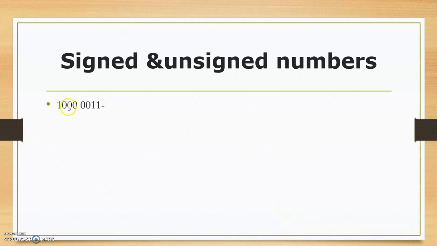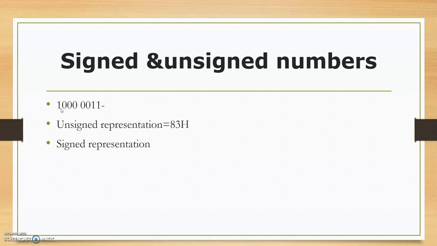So let's see an example, that is 10000011. If it is unsigned representation, the number is 83 hex. That is, 1000 is 8 and 0011 is 3. So in unsigned representation, the number is 83 hex. In signed representation, we need to find the original value by taking the 2's complement of the number. First we need to check the MSB bit. The MSB bit is 1.